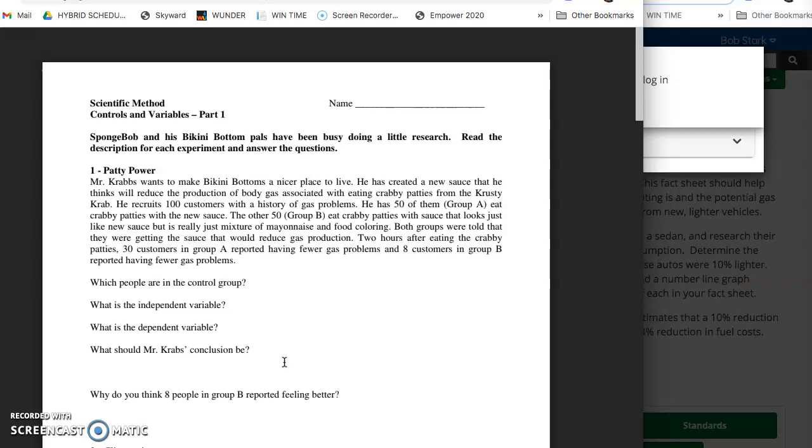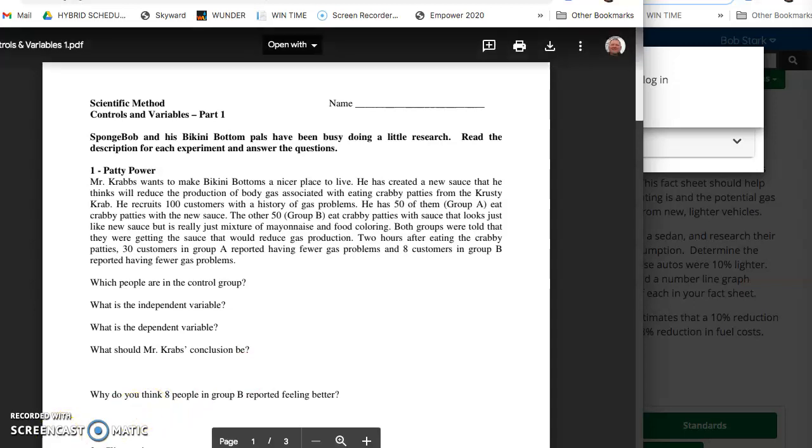And what do you think the 8 people in group B reported? Why did they feel better? Well, I would say that they were just thinking that they got the new sauce, and they kind of fooled themselves into believing that they were feeling better. And this is something that is very common in studies like this. This is called the placebo effect.